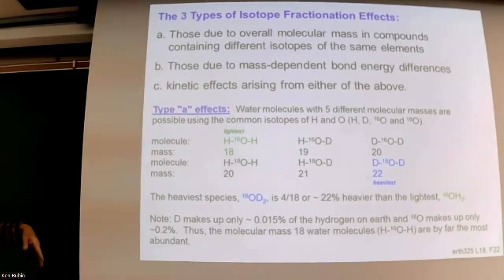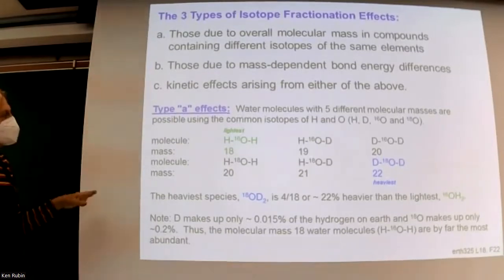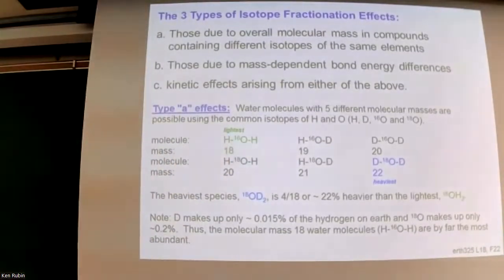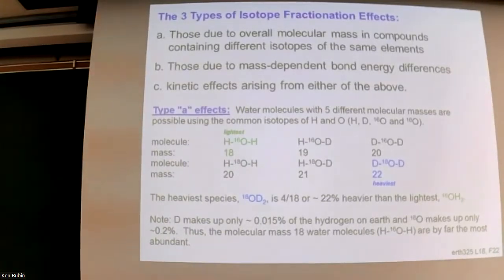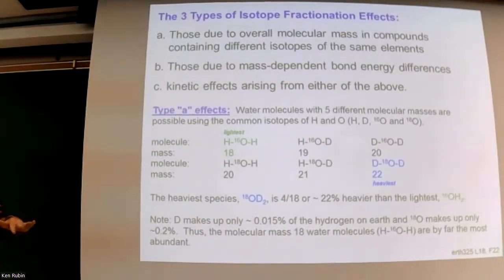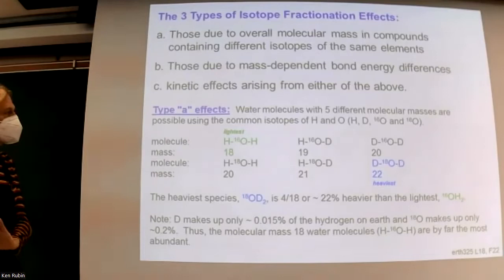But the first thing I want to talk about are these type A effects for water. I've written out all the forms of water that include hydrogen or deuterium and oxygen-16 and oxygen-18. I've left off oxygen-17 because it's a minor isotope. We don't talk about it. I've left off tritium, a minor isotope. We don't talk about it in this context.